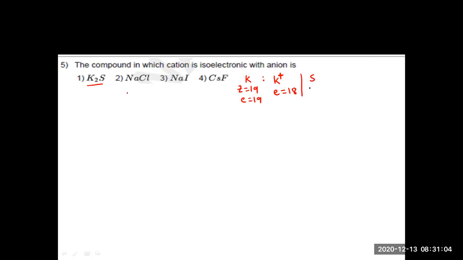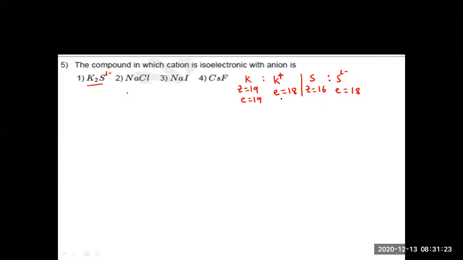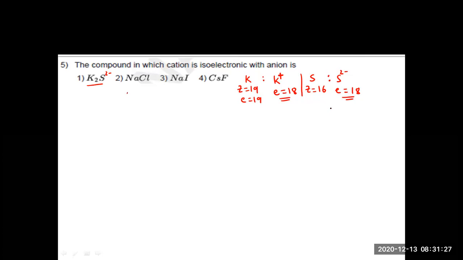Sulfur, what is the atomic number of sulfur? 16. And it is there as what ion? If you see here, it will be 2-. So sulfur 2- has extra electrons. So how many electrons would be there in sulfide? 16 + 2, 18. So 18 electrons in potassium, 18 electrons in sulfide. It is balanced. That means they are isoelectronic species. So option 1 is correct.